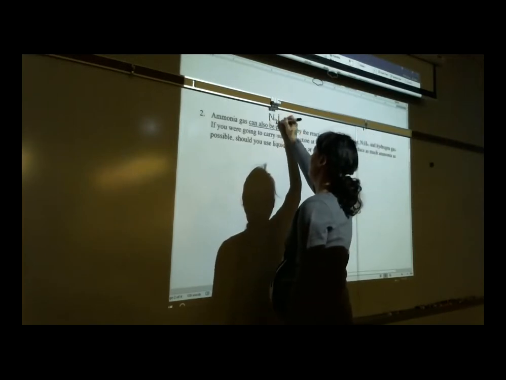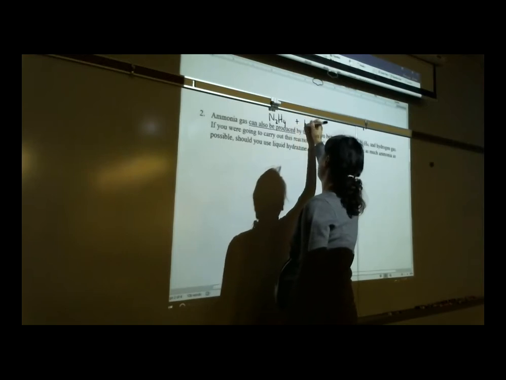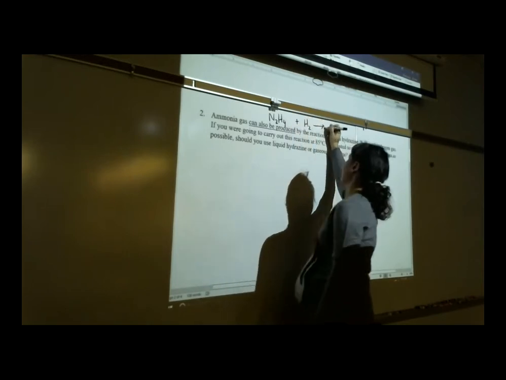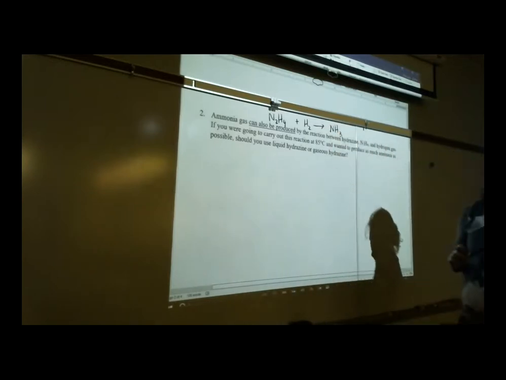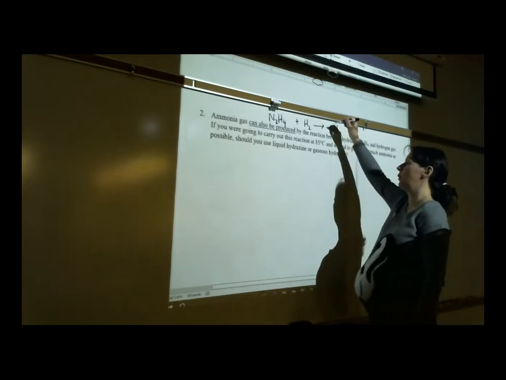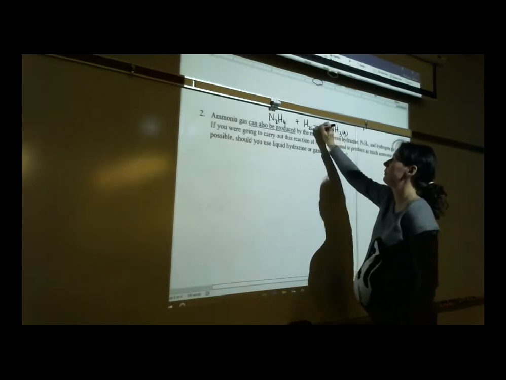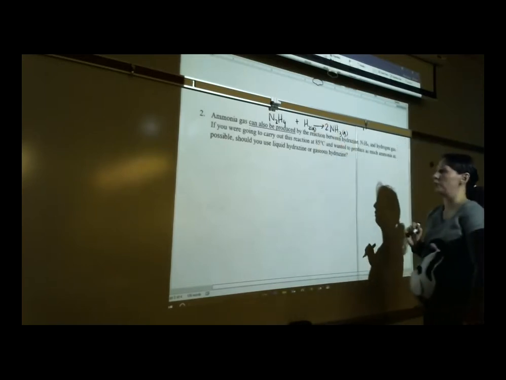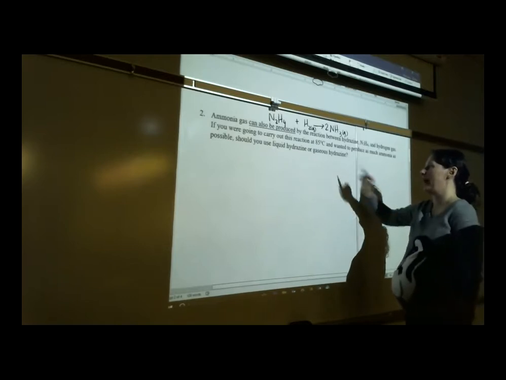And I produce or react that with hydrogen gas. Like it's NH3. Is that balanced? No, what do I need to balance it? I need a 2. All right, that's a gas. That's a gas. If you're going to carry out this reaction at 85 degrees Celsius and want to produce as much ammonia as possible, should you use liquid hydrazine or gaseous hydrazine?